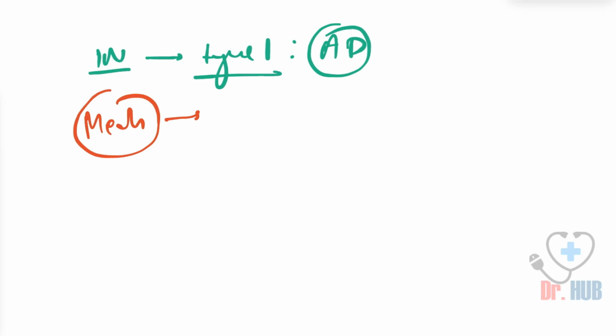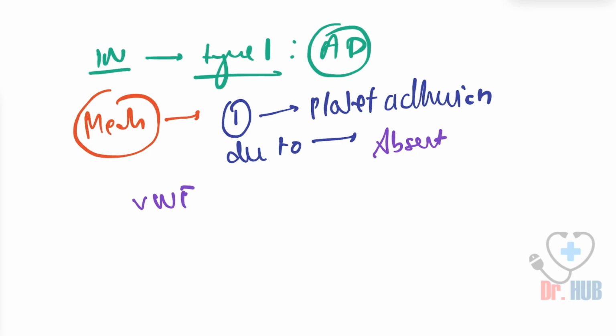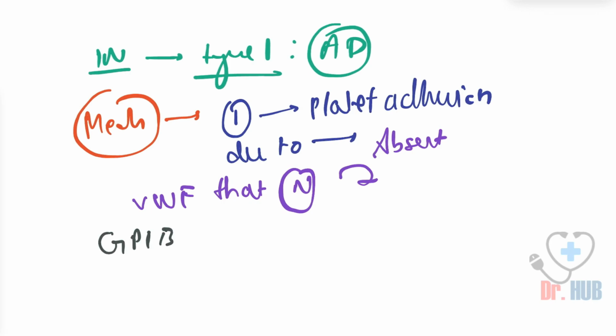So the mechanism includes two mechanisms. The first one is platelet adhesion. The platelet adhesion defect is due to the absent von Willebrand factor, which normally binds to GP1B and to the collagen in the subendothelium.